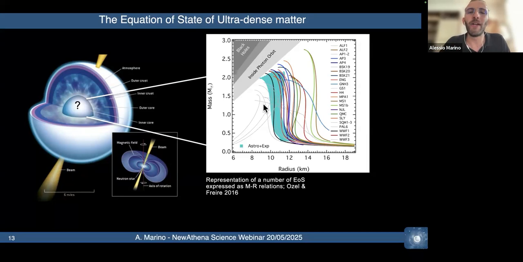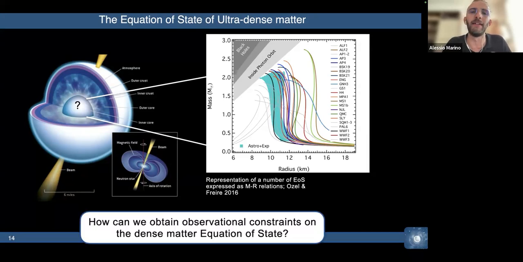Anyway, we still want to find the equation of state, even though it seems very hard to do. It's actually one of the holy grails, I would say, of modern astrophysics. And I say astrophysics because we cannot reproduce such a regime in an Earth laboratory. So the only way to constrain the equation of state is to look at the sky and try to find constraints from astrophysical observations.